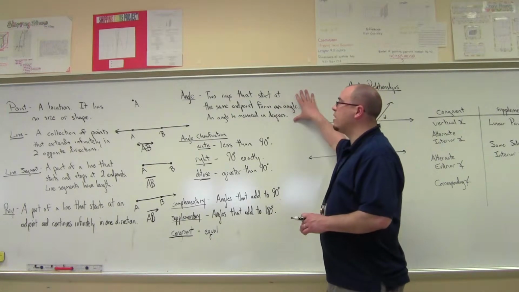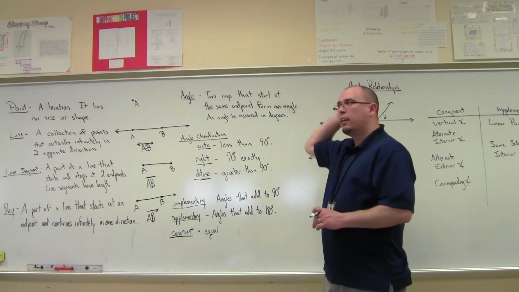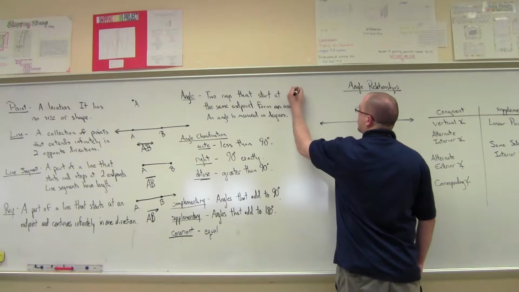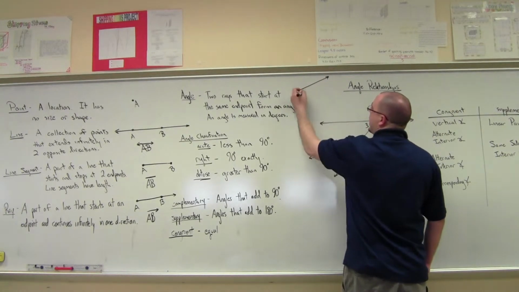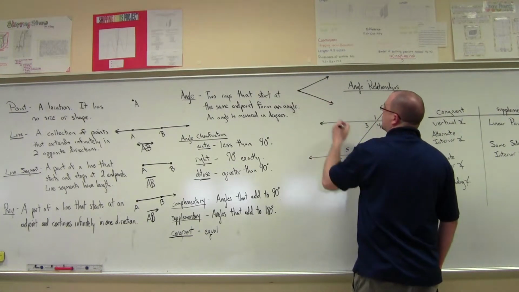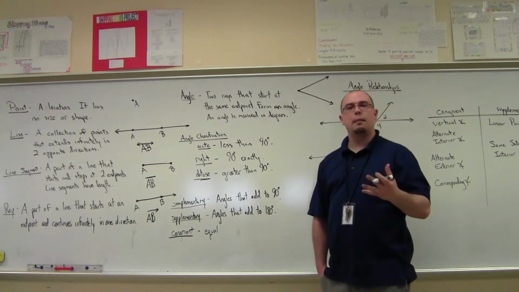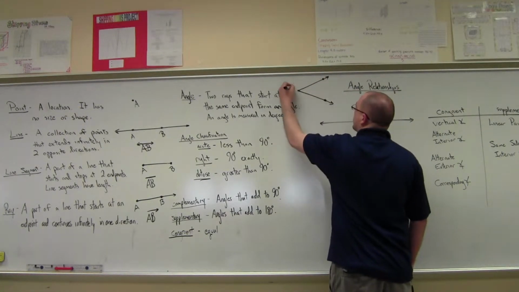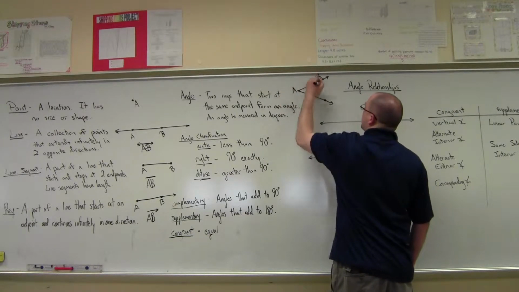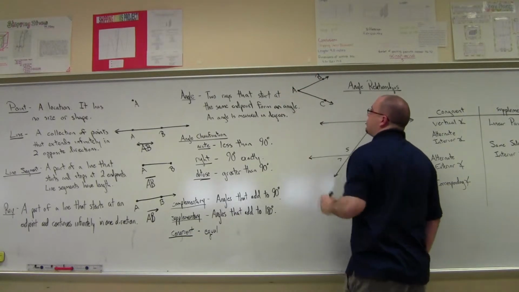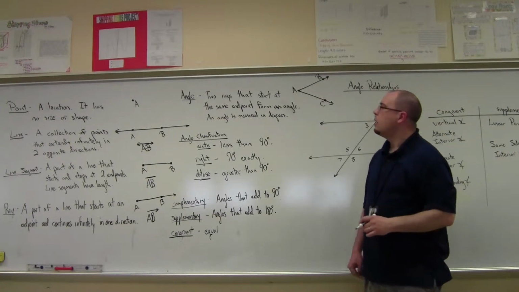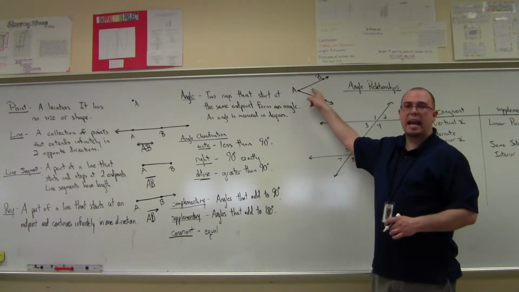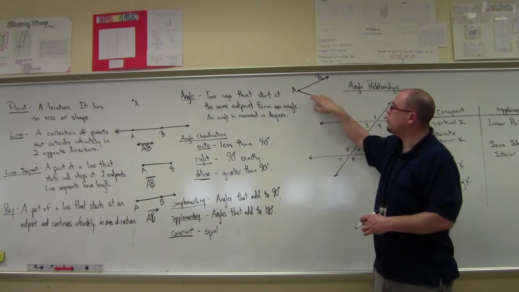The next one is angle. Now an angle, if you can imagine a ray like this, and then another ray like that, coming out of the same point. So let's say we had ray AB and we had ray AC. So we have two rays that start at the same endpoint. That's going to form an angle. This distance in between is what we refer to as an angle.